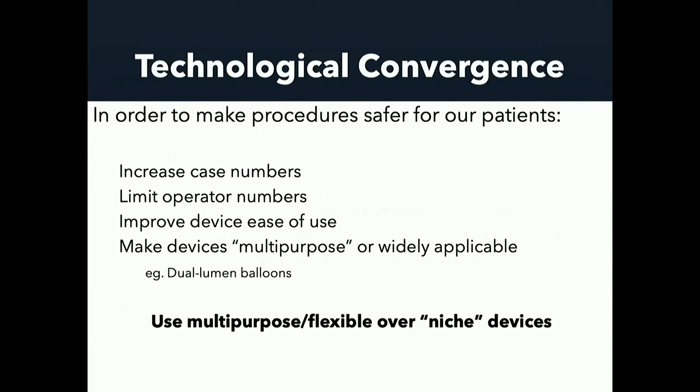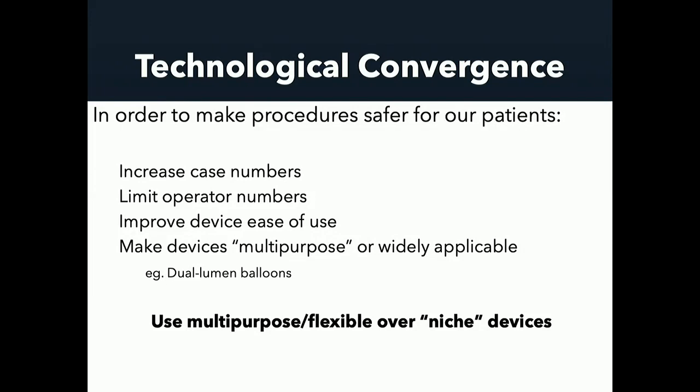So to make procedures safer, we can do a few things. We can increase case numbers, which, unless we embark on rapid immigration, is going to be a problem. We can't really just increase case numbers. We can limit operator numbers, and we've seen how effective that is here in the US. We can improve the device ease of use, and the companies do a great job with that, but that has its problems as well. But possibly most importantly, industry can make devices multi-purpose or very widely applicable. So things like the dual lumen balloons, where we can put a liquid or a coil, do a test occlusion, we can do a lot of different things with these devices.